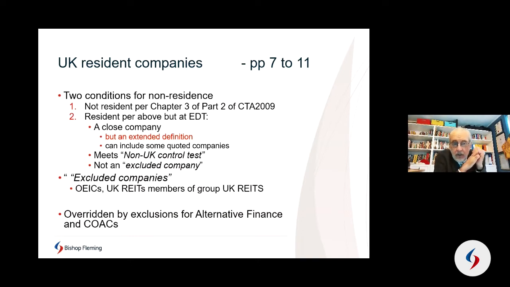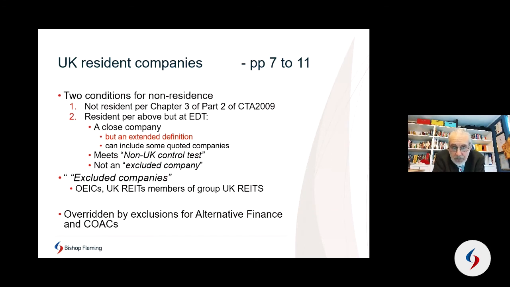But we have a further non-resident qualification. It might be resident according to Chapter 3, but if at the effective date of transaction it is a close company which meets a non-UK control test and is not an excluded company, then it's regarded as non-resident regardless. Just to make life interesting, close company, a long-established concept in UK tax, has a different definition for these purposes. It includes some quoted companies, and it includes companies controlled by more than 5 participators, shareholders.